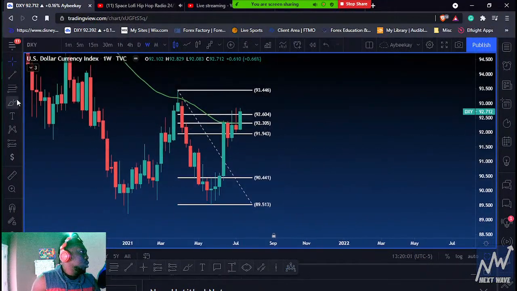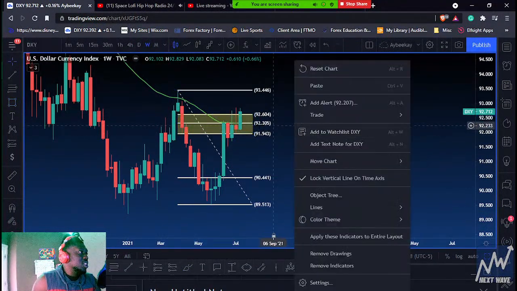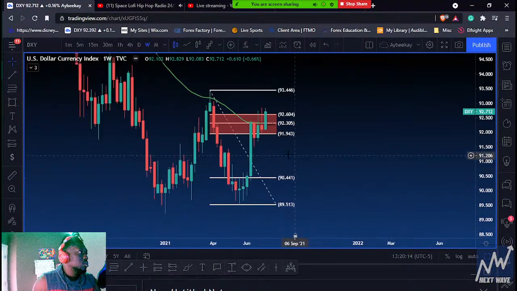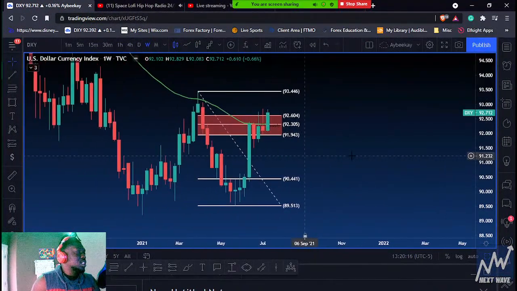So, what I wanted to see was how price was going to react in this zone, right? At this sell zone, I'm going to actually put it as a supply zone. And I really wanted to see if price was going to react nicely here.